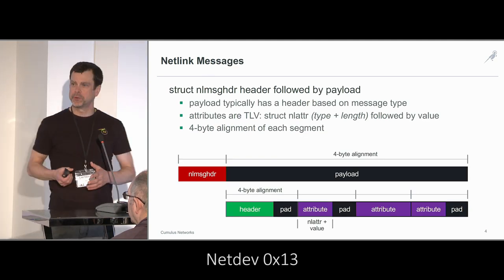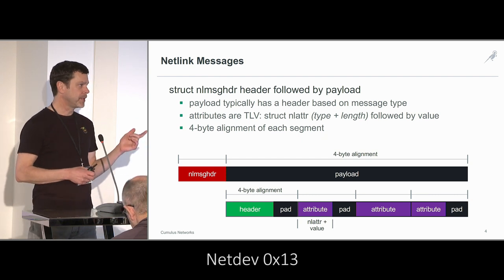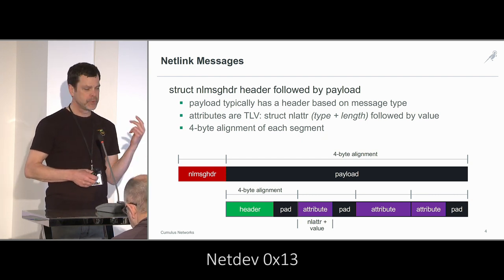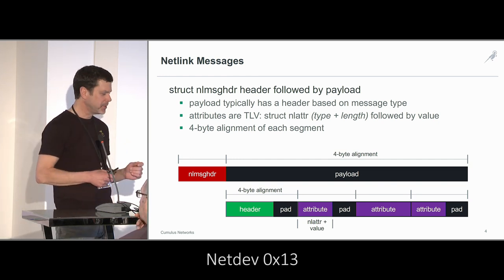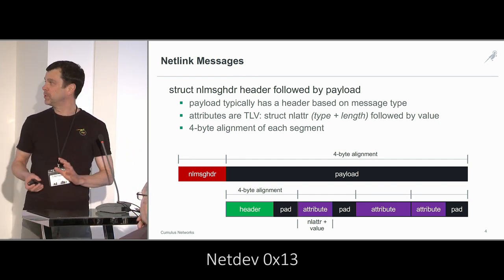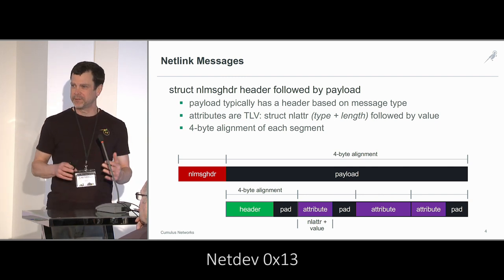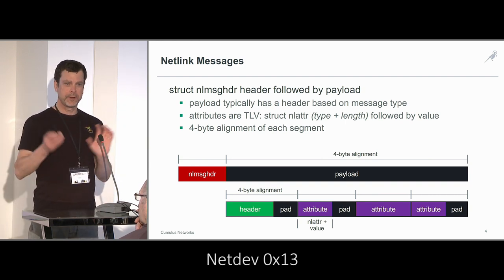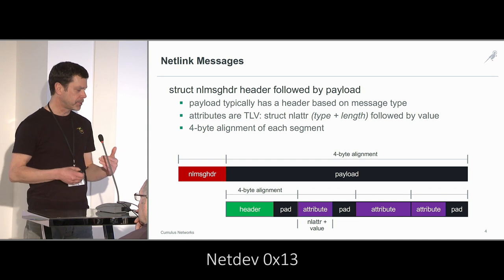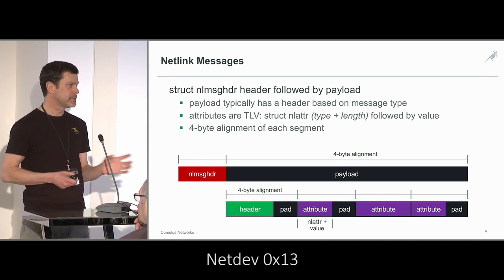In terms of the structure of the messages, you've got a message header, which contains the length, the type of message, sequence number, process ID, or port ID as it was changed to, and then any flags associated with that message. This gets important into some of the complaints I have coming up. So generically speaking, header, payload. That payload is then interpreted as a header based on the message type, and then a series of attributes.